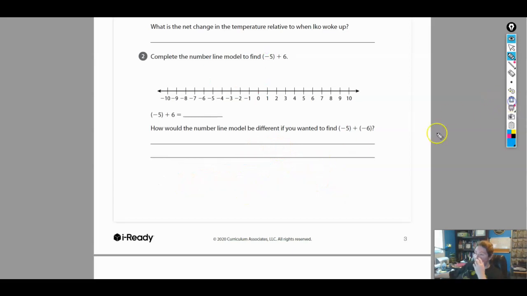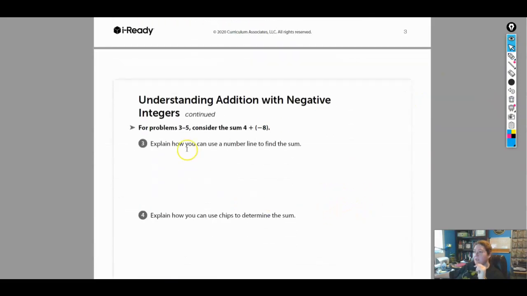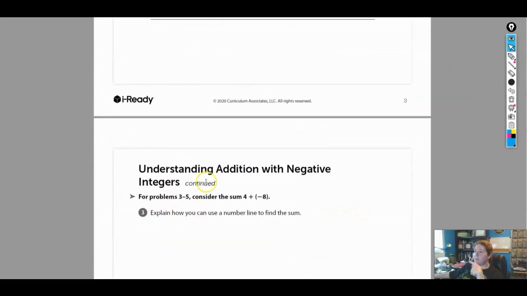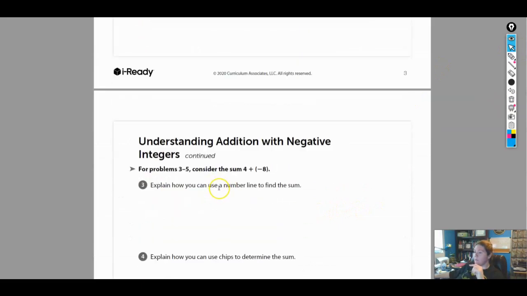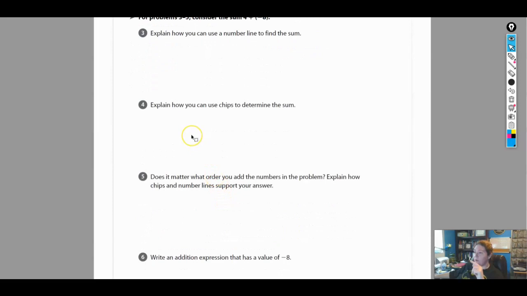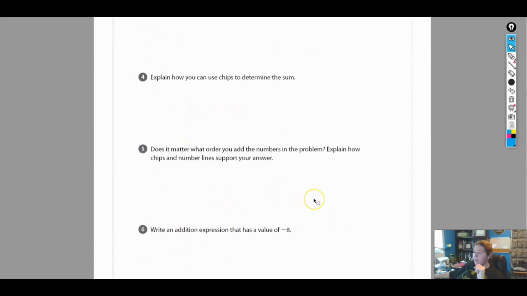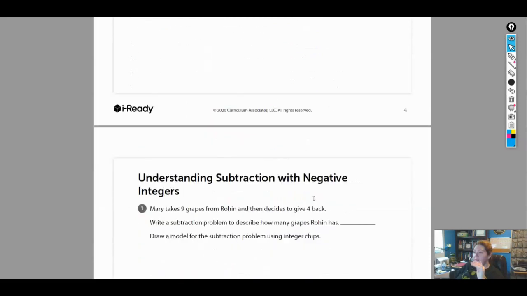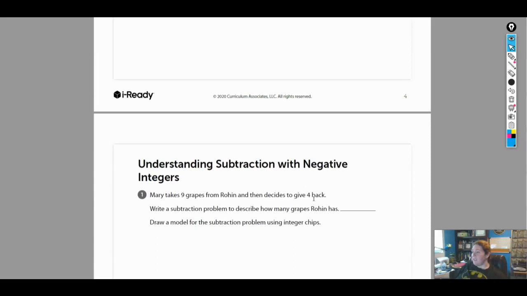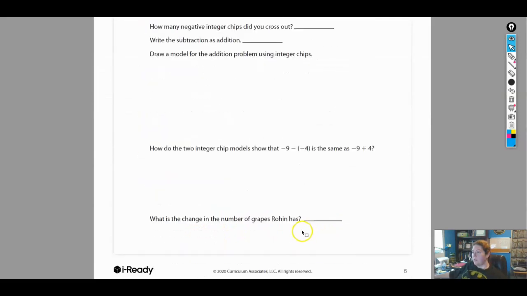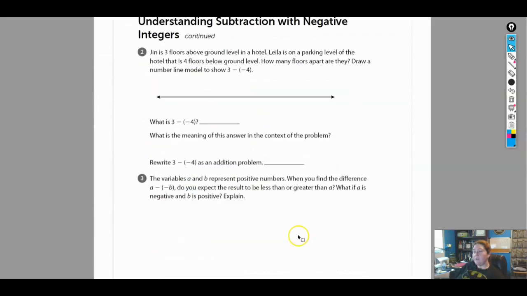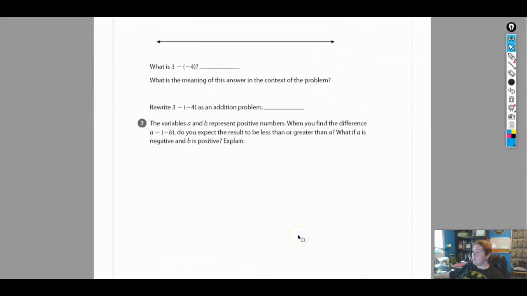All right, the rest of this packet looks just like these. Number 3 is going to be just like number 2. Number 4 is just like number 1, using the chips. The rest of these are exactly the same. On this one, you're drawing a model using the chips. So I'm not going to go through the rest of these with you. I know that you know how to do these.